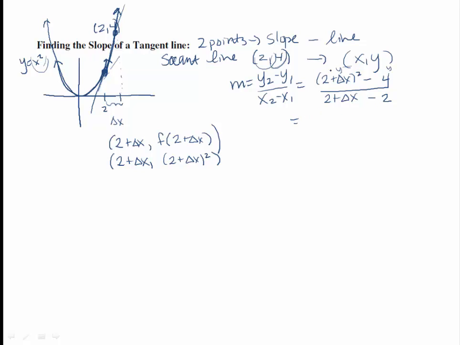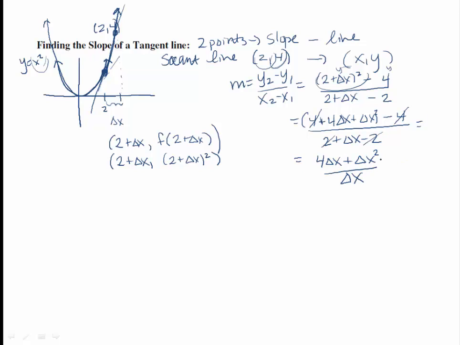So let's simplify that. Let's expand this, and then we're going to simplify. Those are going to cancel. These will cancel, and I can factor out a delta x. Those cancel. And I'm left with 4 plus delta x.